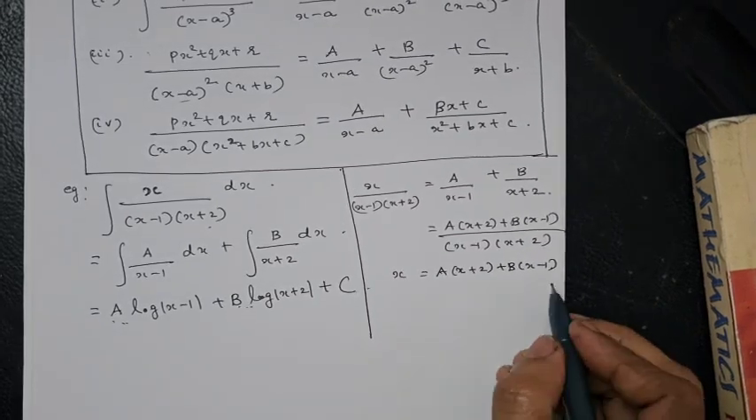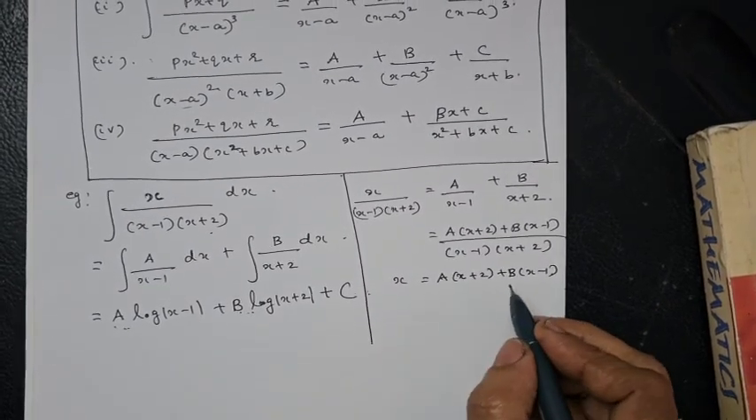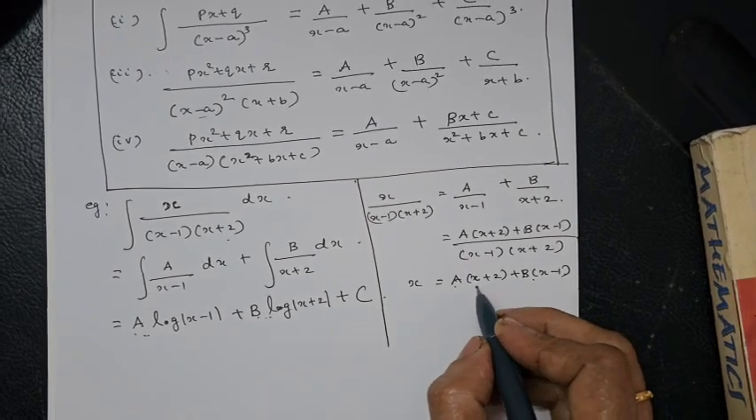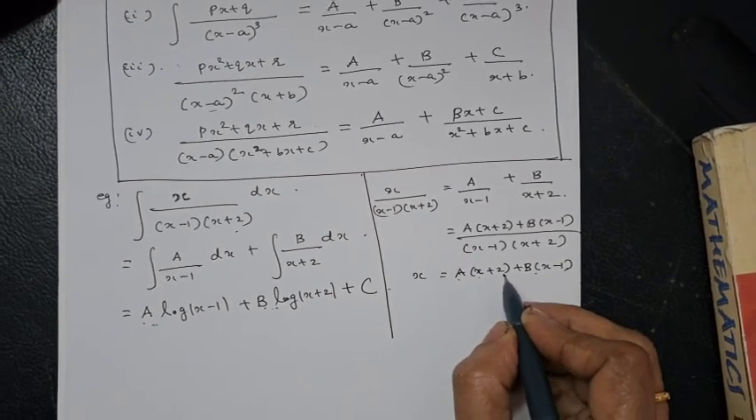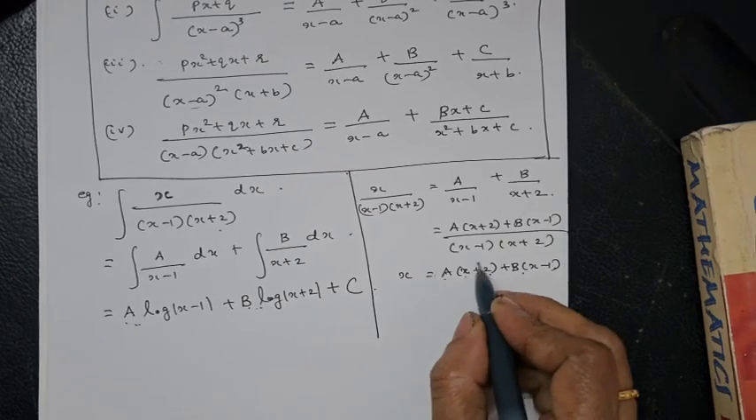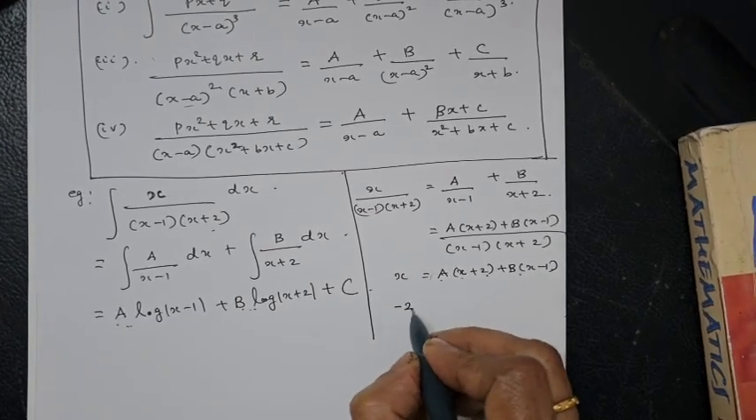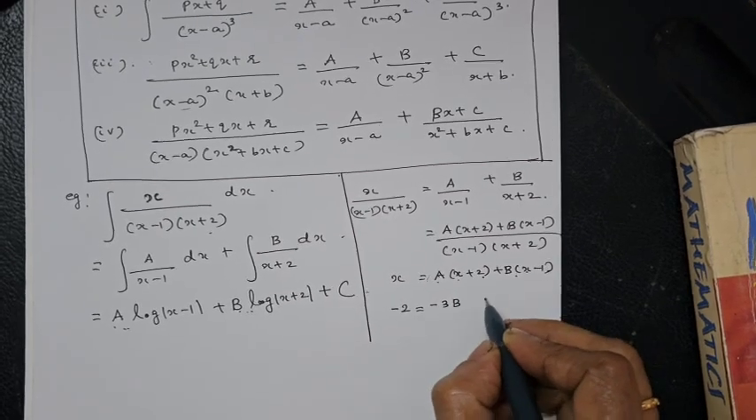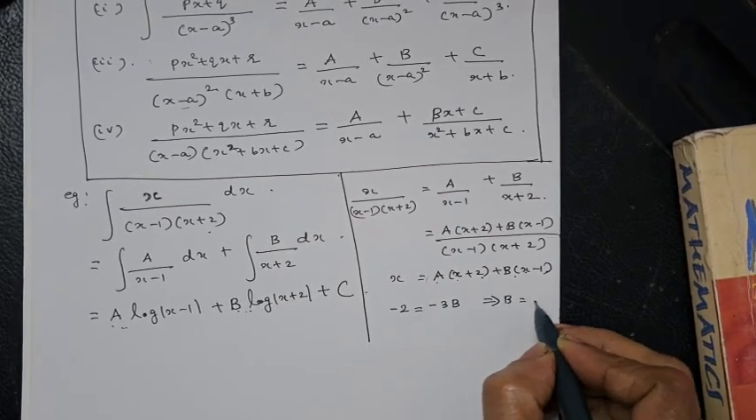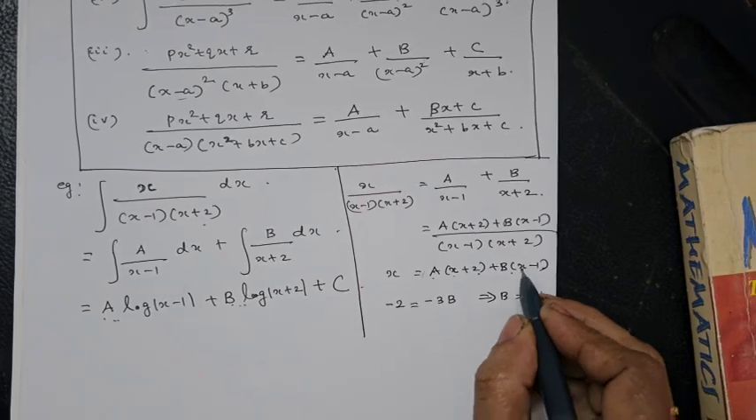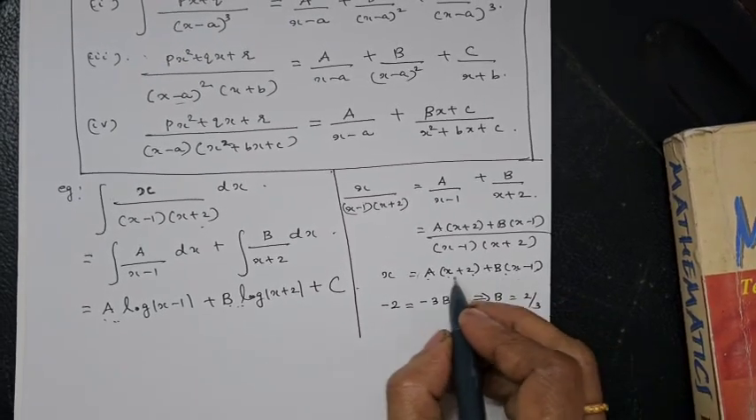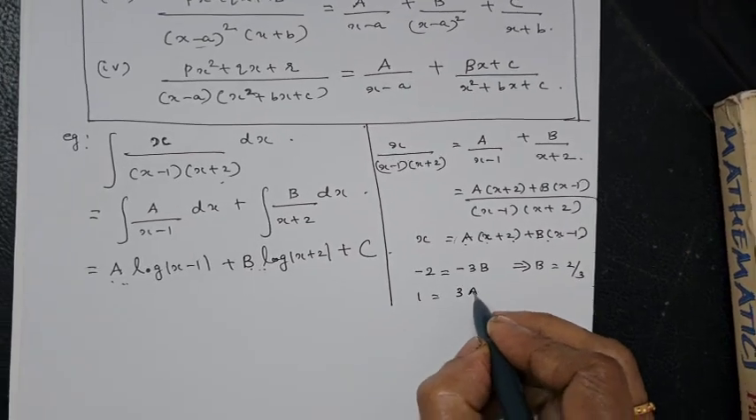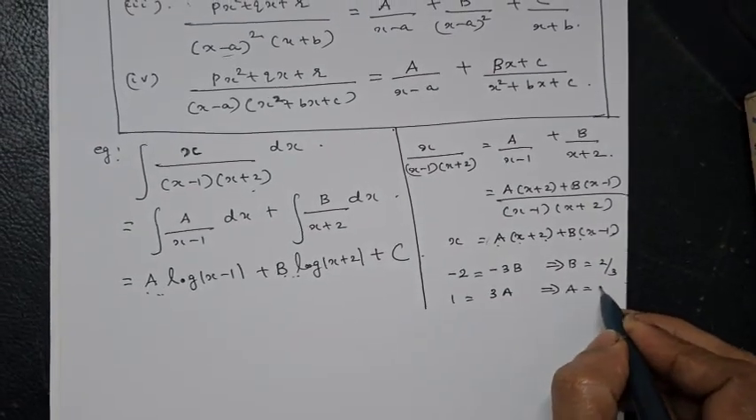By giving values for x or equating the coefficients on both sides, we can find out the values of a and b. Like if you put x equal to minus 2, this will be 0. So x becomes minus 2. Here minus 2 minus 1, negative 3b, which gives you b is equal to 2 by 3. If you put x is equal to 1, this factor becomes 0. So 1 is equal to 3a, which gives you the value of a is equal to 1 by 3.